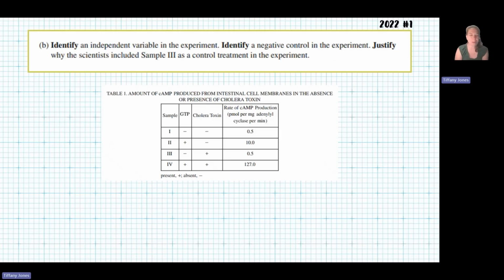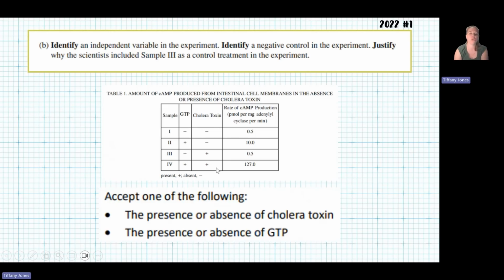I, of course, deleted the whole prompt from you, and I'm just giving you the data table because sometimes you don't have to actually look at the full prompt. Okay, so if we look here, we see that I've got GTP either there or not, and I see cholera is there or not, and I look at the rate of cyclic AMP production. So I can see that my independent variable is whether the GTP and the cholera is there or not. So I'm just looking at the presence or absence of the cholera or the presence or absence of GTP. On this one, you did have to mention presence or absence because in the chart it was either there or it wasn't there. So you did have to denote both presence and absence.